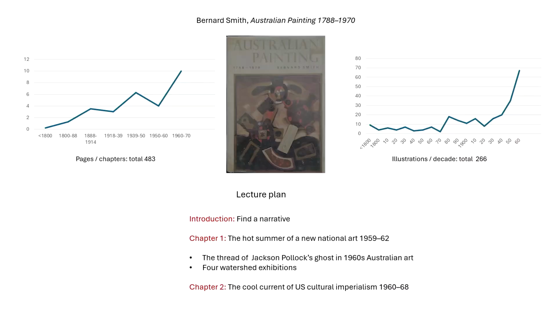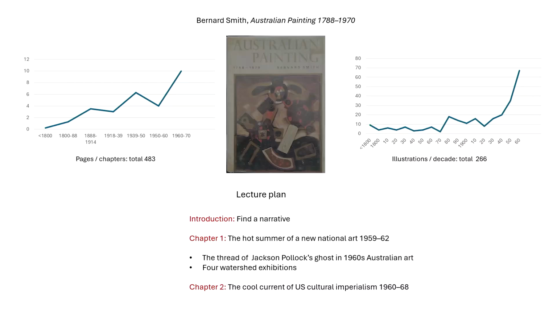And chapter 1 will be more on that first painting by Boyd, which I've called The Hot Summer of a New National Art, looking mainly at the beginning of the 60s and how the 60s sort of came into being out of the 50s, shall we say.